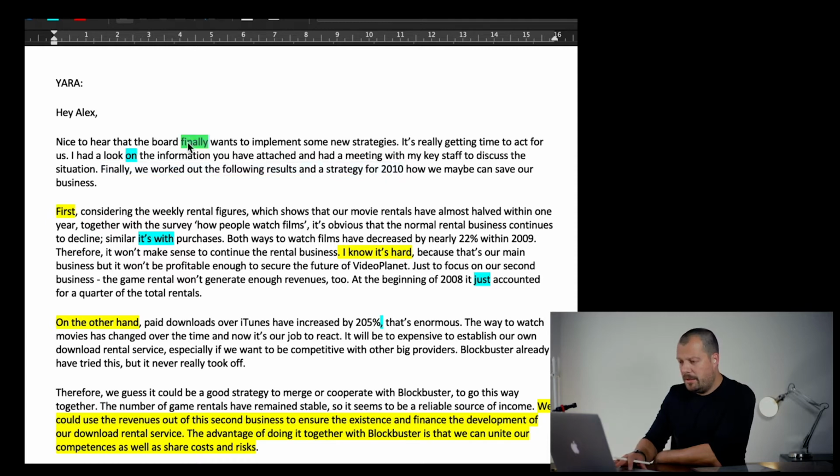Why have I highlighted this finally in green? I think that it's walking the line, this word finally, between the urgency that you need, because the board is not really reacting quickly enough in this situation at Video Planet, but it might be going too far. It might be suggesting that the author of the email, Yara in this case, that she knows what needs to happen and that the board doesn't know.